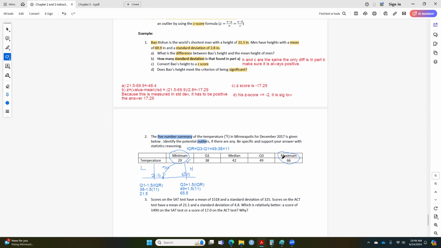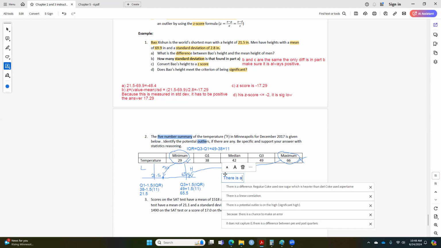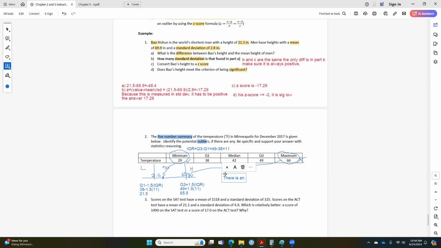Then let's take a look at your maximum. Unfortunately, your maximum, if you look at the number line, is 66. And 66 is a tad bit higher than the 65.5. Again, you cannot round this. So unfortunately, this one is an outlier. Okay, so how do we explain this? There is an outlier on the high side, or sometimes you call it the maximum.